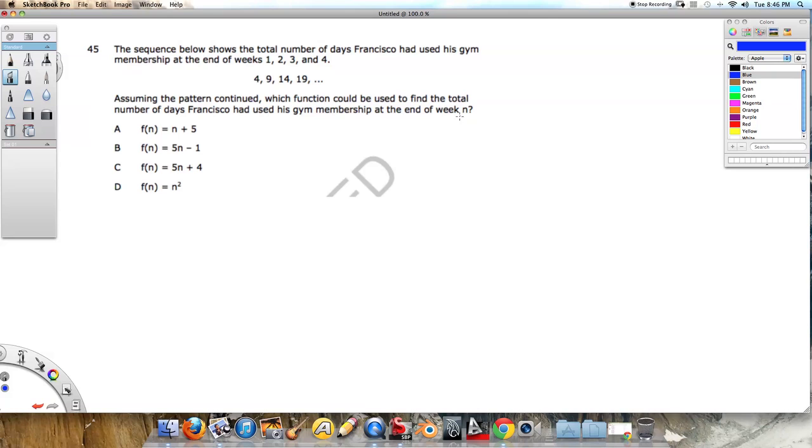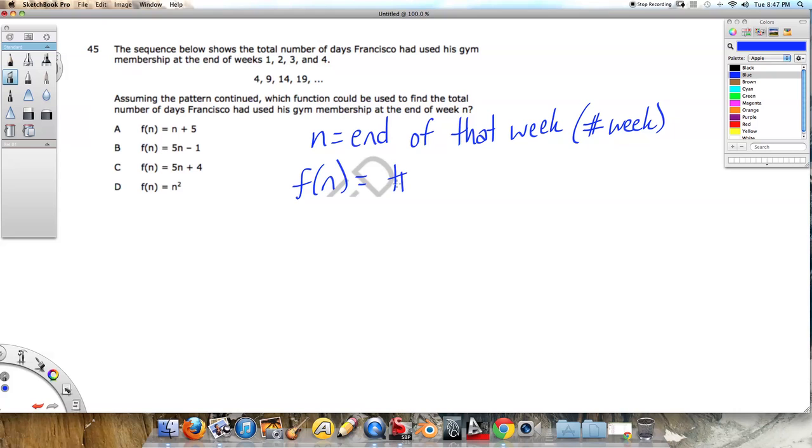Okay, so N represents the week number, how many weeks he's used it. It's the end of the week, and whatever our y value or our function value is. In this case, if you notice, they're using function notation. So f of n is the number of weeks he's been doing it, and f of n is the number of days that he's used his membership, that he's actually been going to the gym.